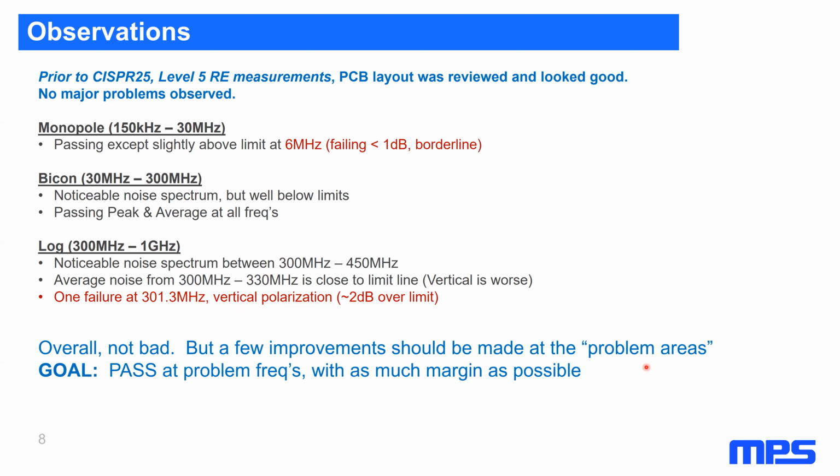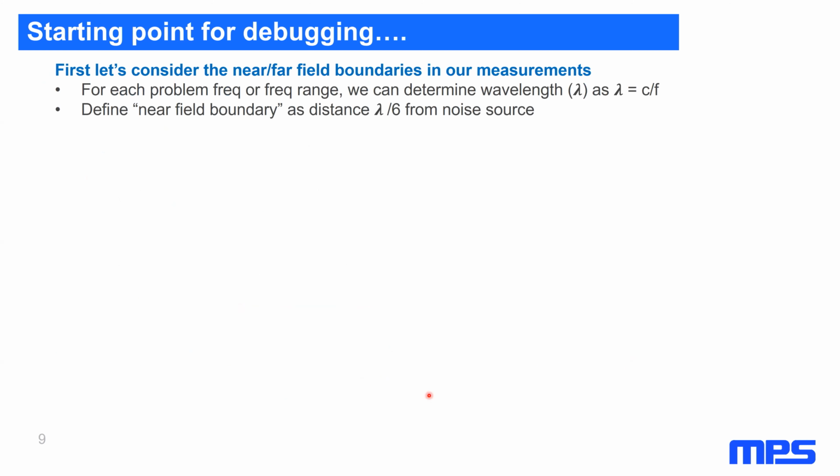So our goal is to try to pass at these 2 problem frequencies, not by a little bit, like not by a dB or 2, but hopefully with as much margin as possible. So first, before we start making any changes to the board, I want to take a step back and think about this related to the near field and far field and some of the information we reviewed in the previous session, if you were part of that.